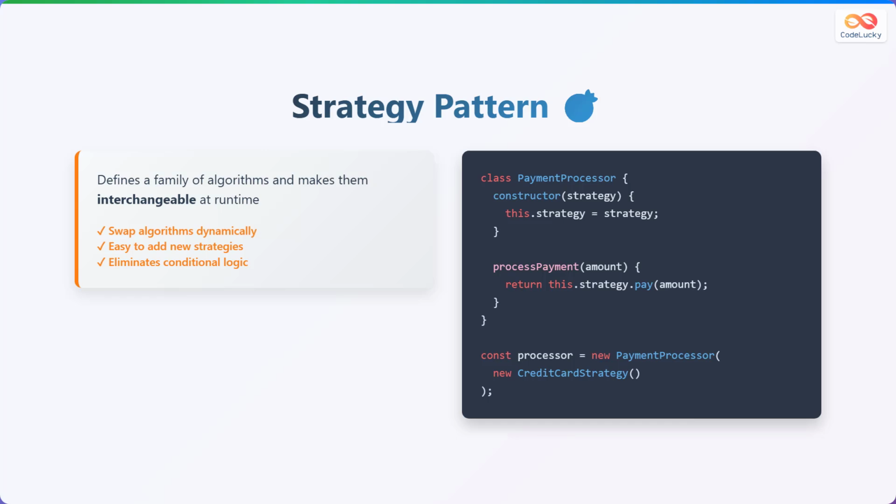Here's an example. We define a PaymentProcessor class that takes a strategy object in its constructor. The processPayment method then calls the pay method on the strategy object. We can create different strategy classes, such as CreditCardStrategy, and pass them to the PaymentProcessor to change the payment method at runtime.